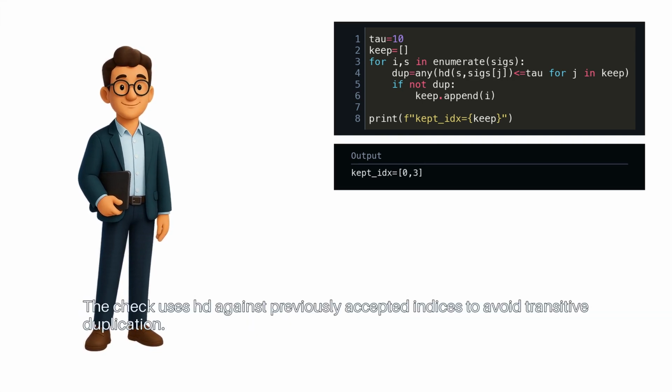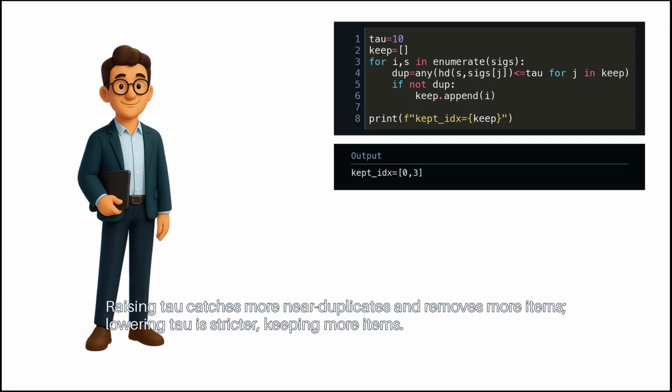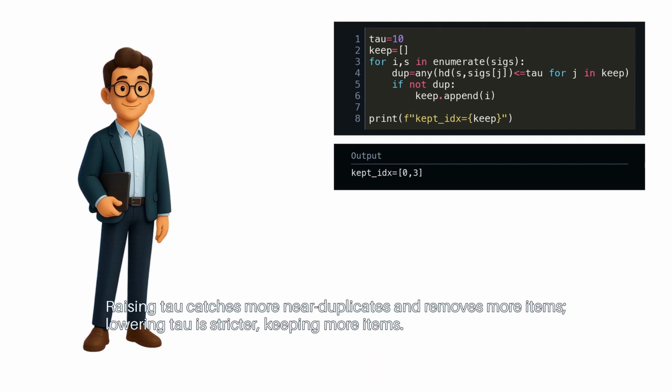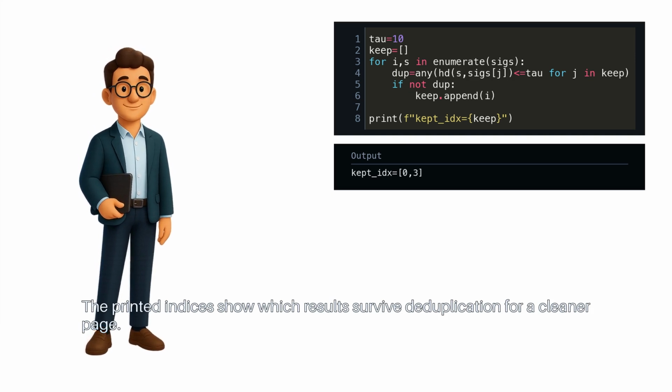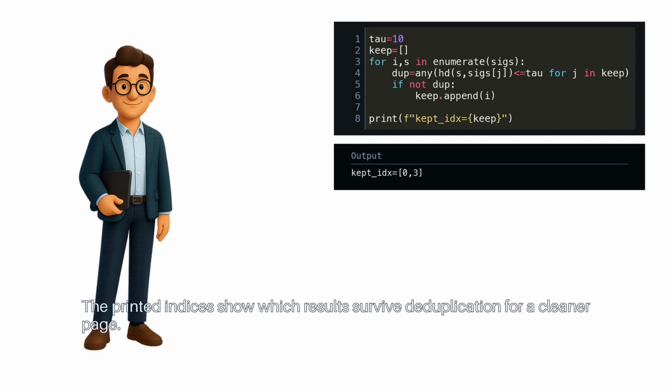The check uses HD against previously accepted indices to avoid transitive duplication. Raising tau catches more near duplicates and removes more items. Lowering tau is stricter, keeping more items. The printed indices show which results survive deduplication for a cleaner page.